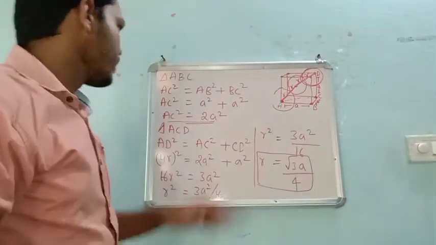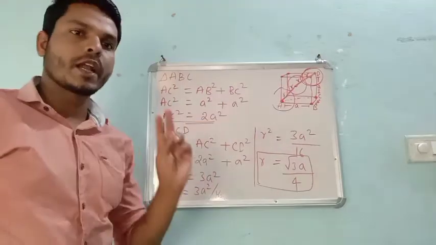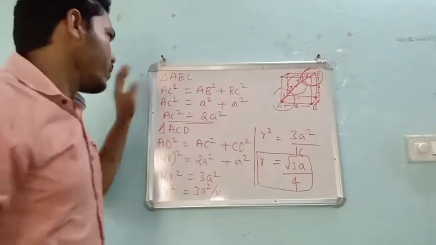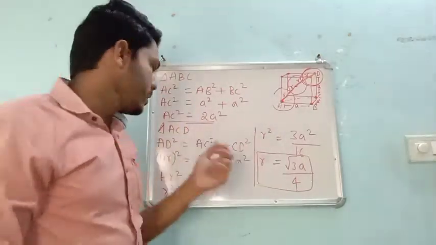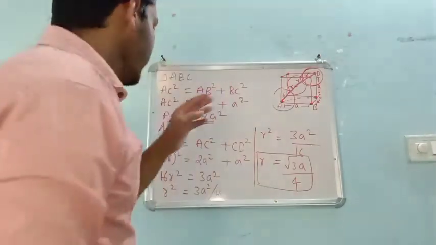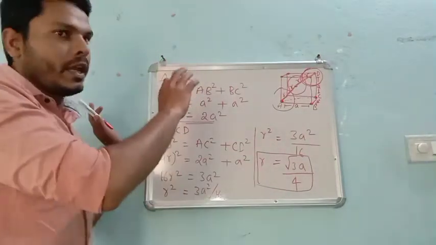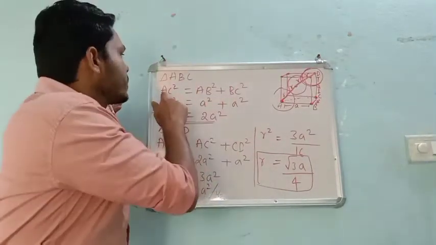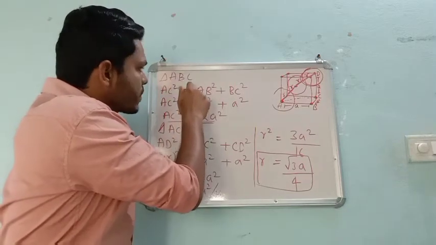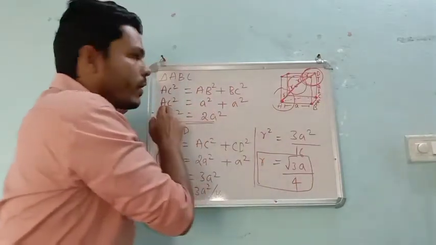So again, if you want, you can check it here. In BCC, there are two triangles. One is ABC, triangle ABC, and one more is ACD, triangle ACD. According to that, we just move, right? So now in ABC, AC square is equal to AB square plus BC square. So AC square we don't know, we need to calculate AC square.